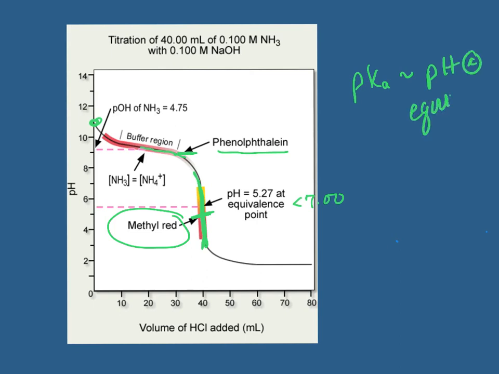Okay, so normally you'll be given a very short list of indicators, and you'll just have to say, oh, the pH at the equivalence point is greater than 7, so you find something with a pKa greater than 7. It's actually really easy to do.